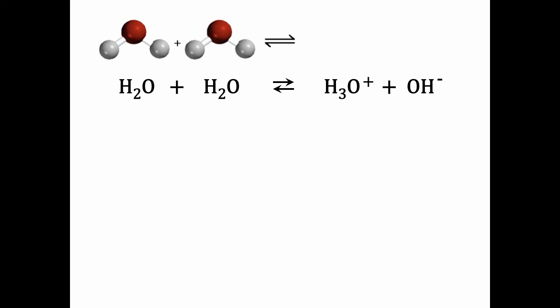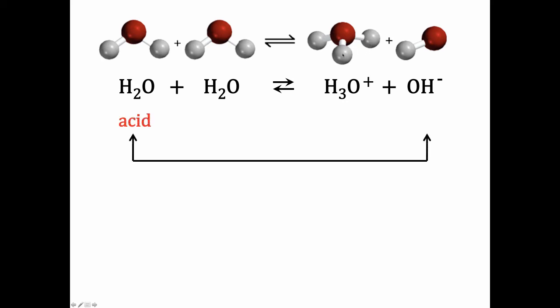And here's a picture, a different way of looking at what's happening to water molecules. One of them dissociates, leaves behind OH-, and then the H+ is grabbed by the other water molecule, making hydronium. We have a conjugate acid-base pair, where water functions both as a base and as an acid.